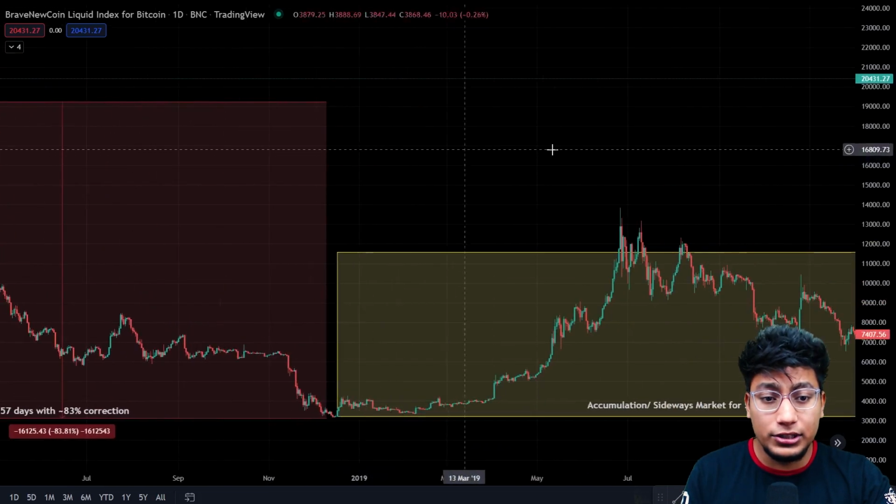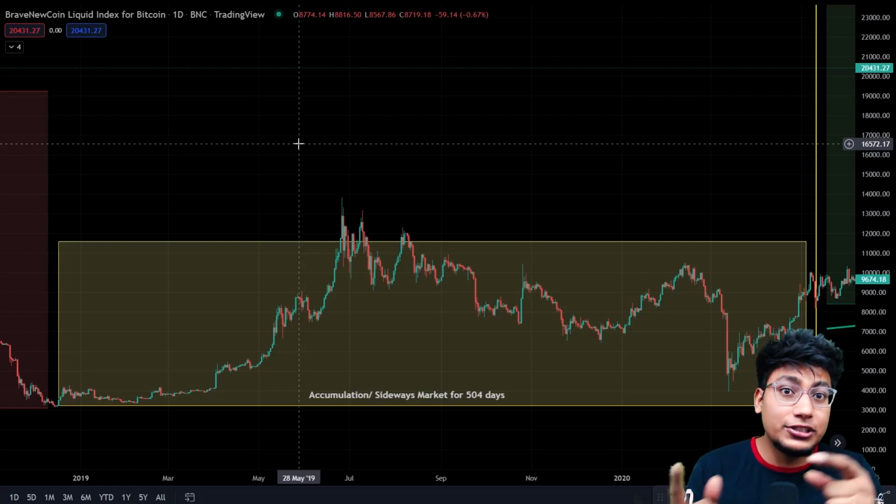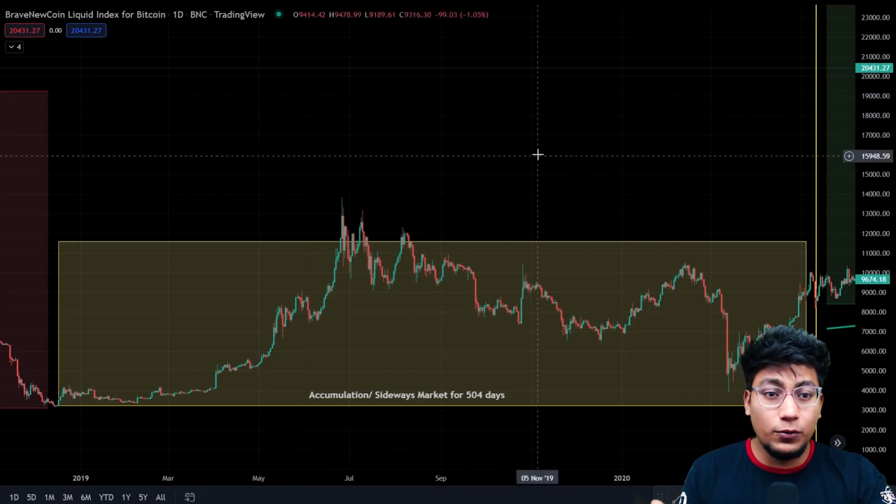Moving ahead, we saw a consolidation, and again the consolidation was for 504 days, which is again 1.5 years. So we can probably see a trend. The market gives a bull run, and then we probably see some 75-80% correction for sure, and then the market stays in a sideways trend until we see the next halving. And this is exactly what happened next.